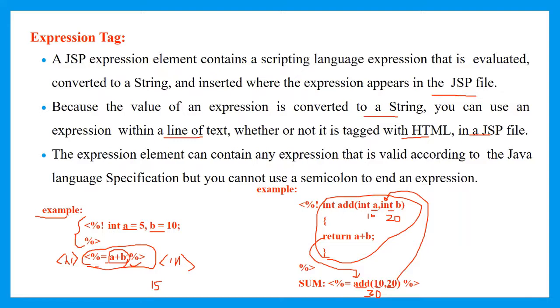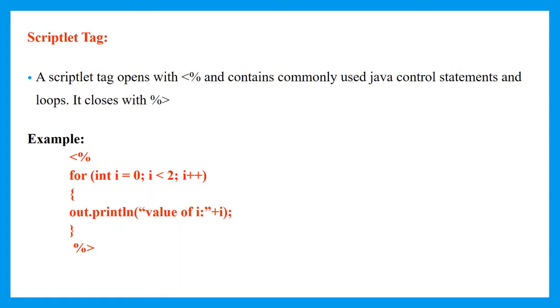Next tag is the scriptlet tag. The scriptlet tags are used to perform operations. Whenever you want to perform any basic operation, I will make use of a scriptlet tag. And the scriptlet tag can also be used to perform operations on control statements. When you want to perform any operation on a control statement, in that case also we will make use of a scriptlet tag. The scriptlet tags open with <% and contain a set of statements.